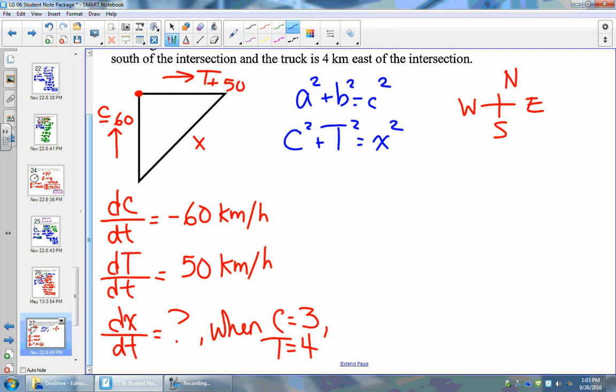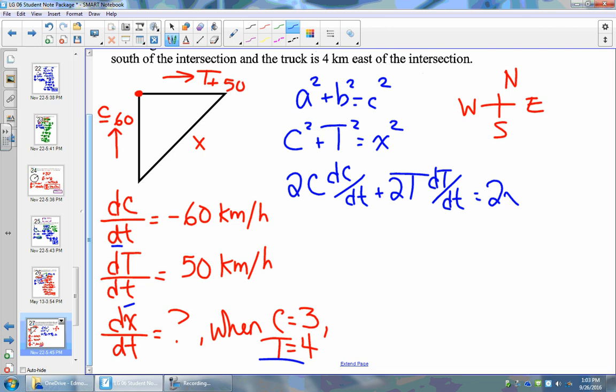Now you'll notice that we have lots of variables here, and I warned you about that in the previous lesson, that you always want to try and replace them if you can. Unfortunately, right now there's nothing we can replace, because all of these have to be used after we take the derivative. Then we've got to play around with things to see if we can substitute like we've been doing in the past. So let's take that derivative. We've got 2c dc over dt plus 2t dt over dt is equal to 2x dx over dt.